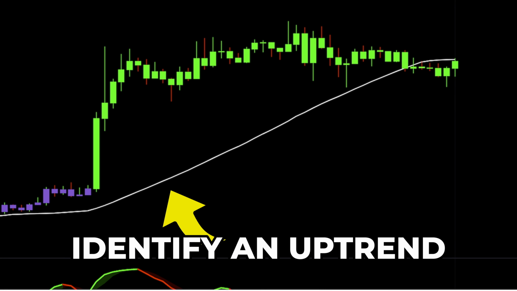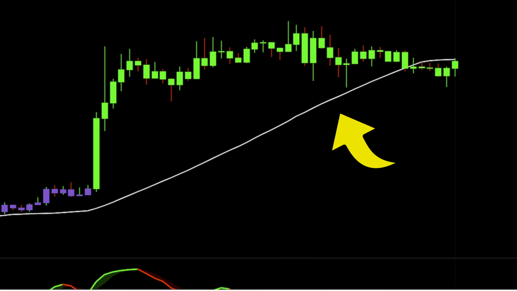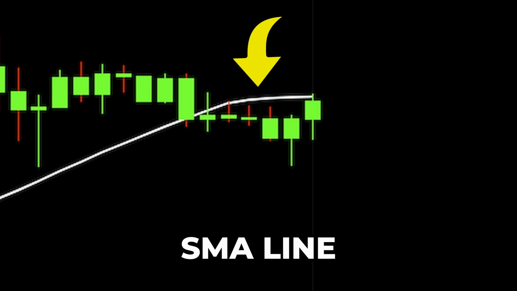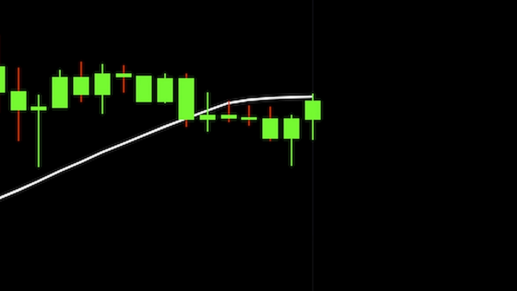First, we need to identify an uptrend. We can identify the uptrend simply by using the candle coloring of our first indicator and by using the SMA line. As we can see here, the candles are colored in green, which indicates that we are in an uptrend. And as the price action is located above the line, we can consider it trending upwards. Second, we need to see a valid pullback into the SMA line. For a pullback to be valid, the candles need to touch or close below the yellow line.